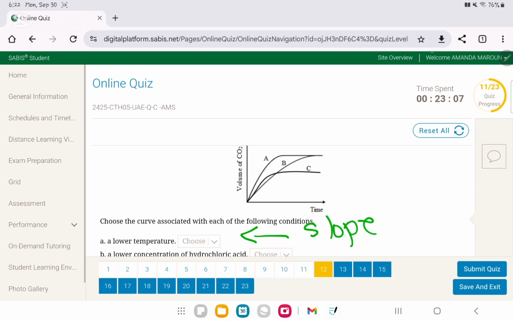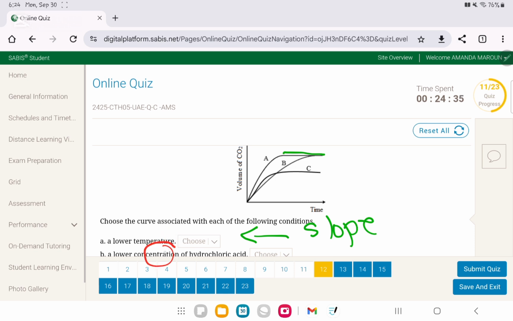So see which two have the same plateau. This is the plateau, and this is the slope. So definitely A and B share a plateau. So again, since A and B share the same plateau, and there's only a difference in the slope, that means there isn't a change in the concentration.